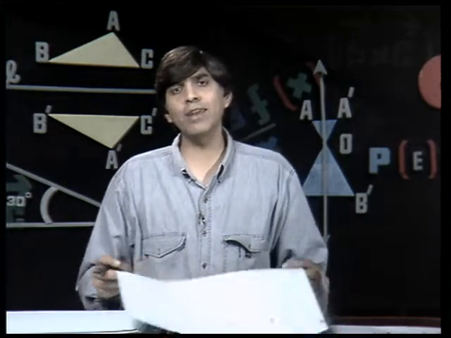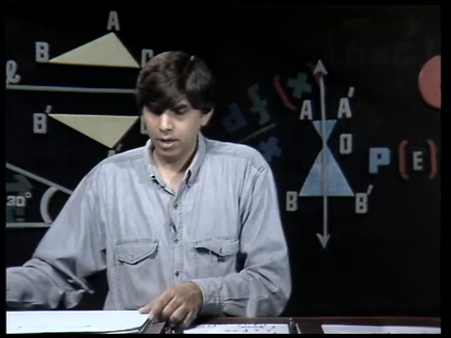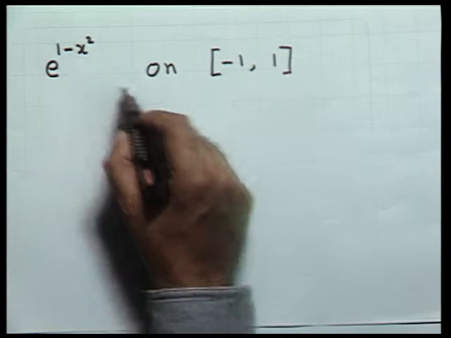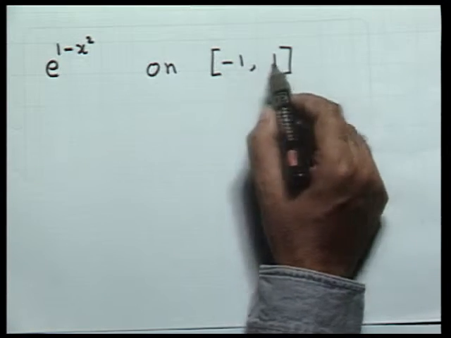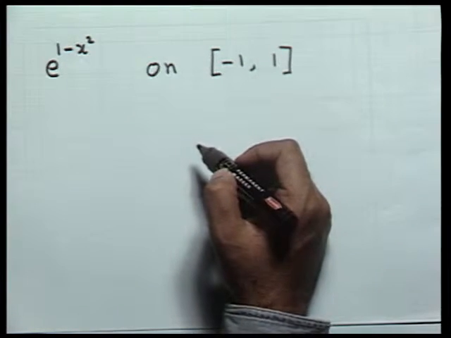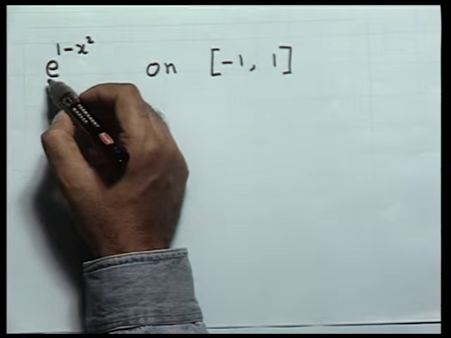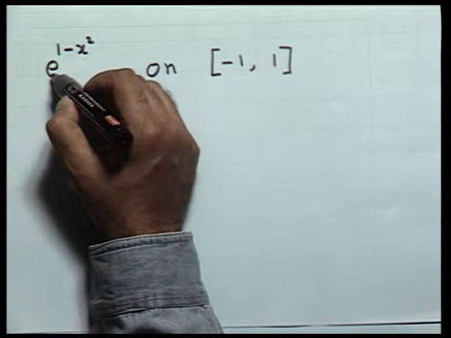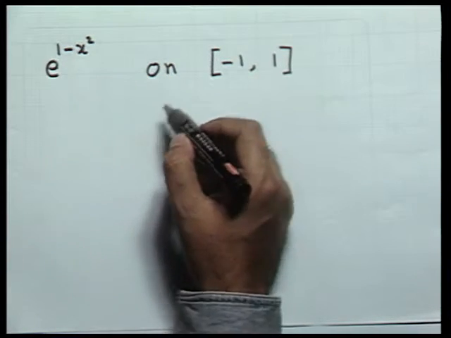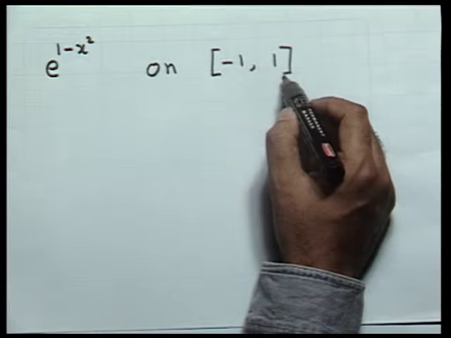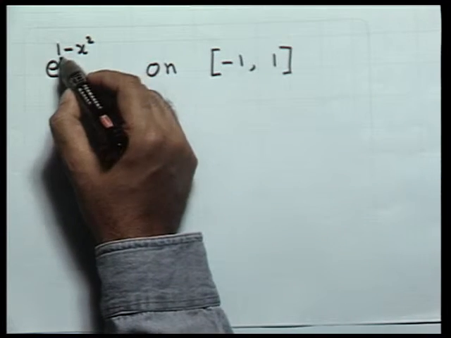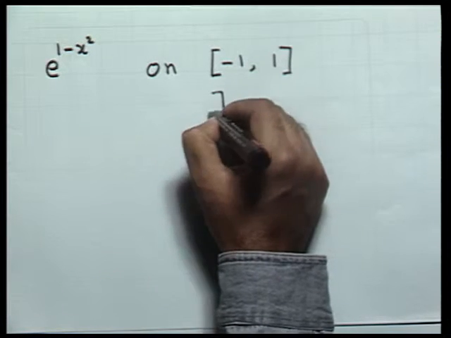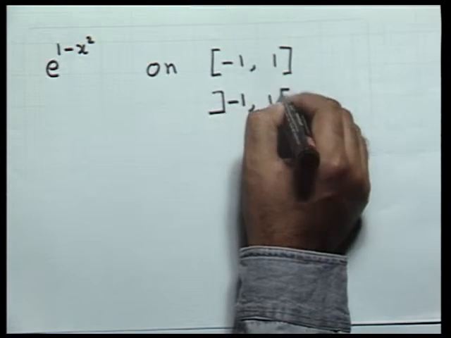Let us take a look at another exercise. Let us look at this function e to the power 1 minus x squared on the interval minus 1 to 1, closed on both sides. This is the composition of two continuous functions, the function 1 minus x squared and the exponential function, and therefore, it is a continuous function on the closed interval minus 1 to 1. Since both the functions 1 minus x squared and exponential are differentiable on the whole real line, this function is certainly differentiable on the interval minus 1 to 1.